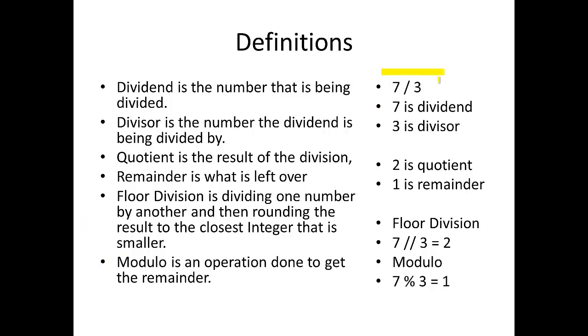Over here I have an example. 7 divided by 3. 7 is the dividend and 3 is the divisor. Now if you divide 3 into 7, it goes into 7 two times, which is the quotient, with 1 as the remainder. That means floor division, 7 divided by 3 equals 2, which is the same as the quotient, and modulo, 7 mod 3, is equal to 1, the remainder.